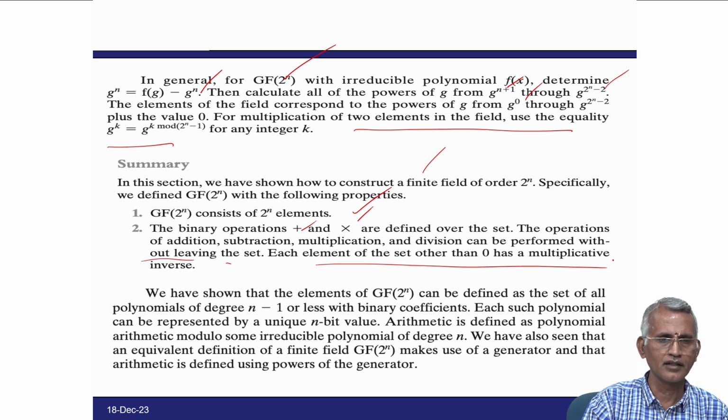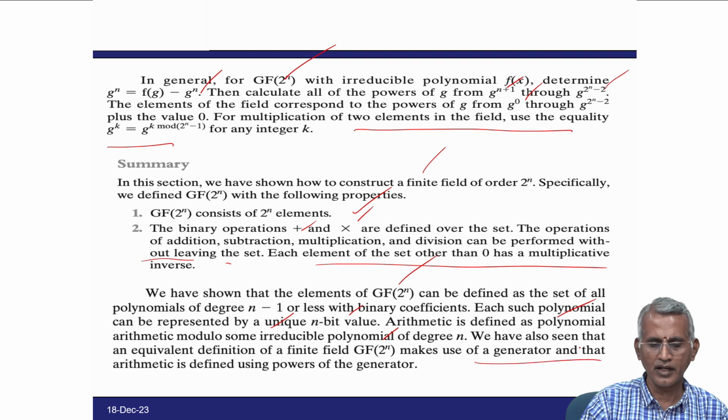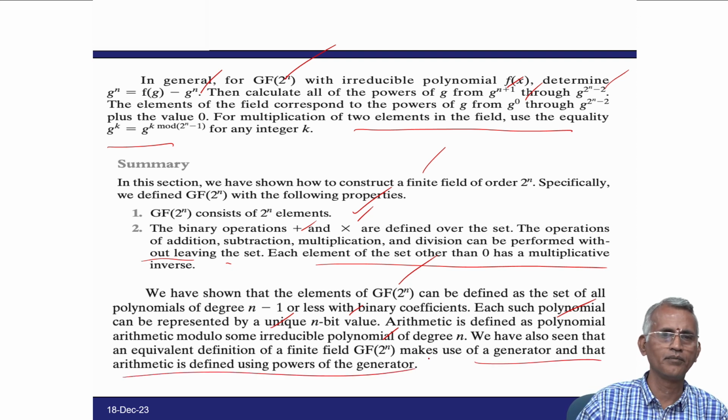So, we have shown that the elements of GF of 2 power n can be defined as the set of all polynomials of degree n minus 1 or less with binary coefficients. Each such polynomial can be represented by a unique n bit value. Arithmetic is defined as polynomial arithmetic modulo some irreducible polynomial of degree n. We have also seen that the equivalent definition of the finite field GF of 2 power n makes use of a generator, and then arithmetic is defined using the powers of the generator.